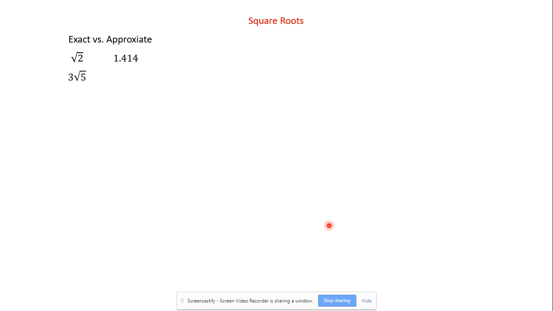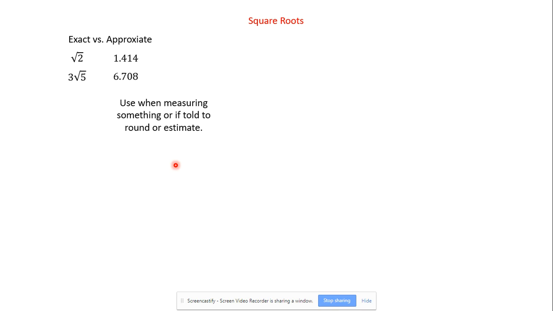Sometimes we have things like 3 root 5. That would be an exact answer. The approximate would be, again, the decimal. When are approximate answers appropriate to use? If you're measuring something, or if you're told to round or estimate to the nearest tenth, hundredth, things like that. When measuring, use approximates because your tape measure doesn't have roots on it, and how accurate is your measurement anyway? At some point, the decimals no longer matter.